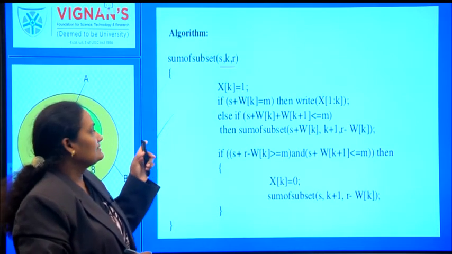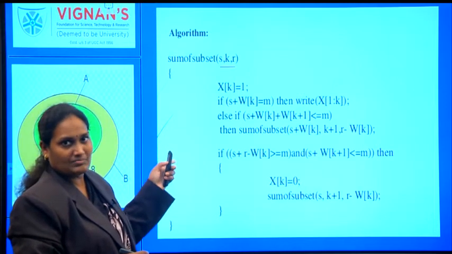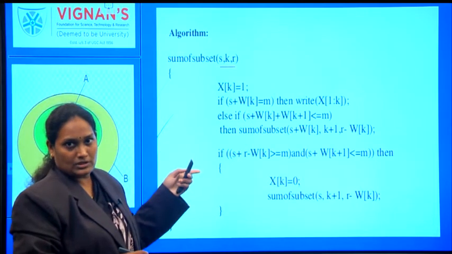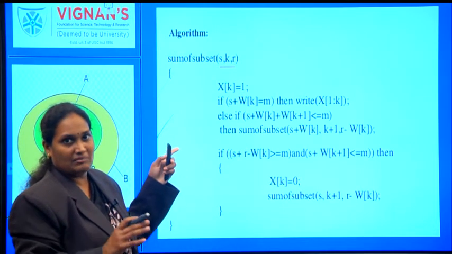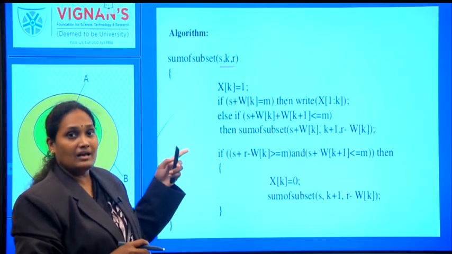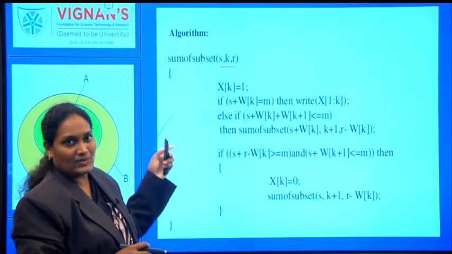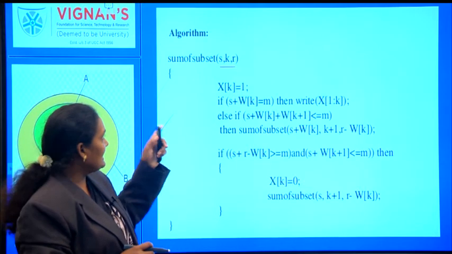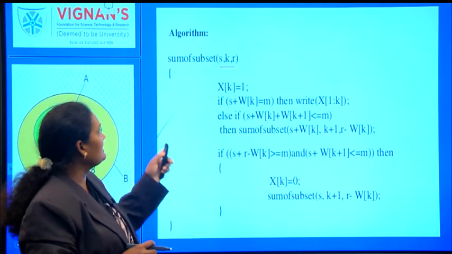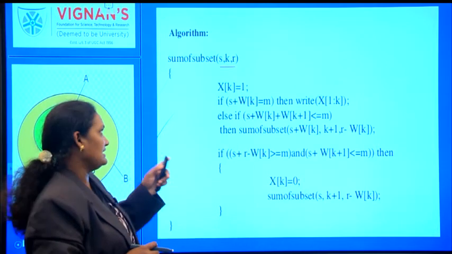S is the sum, initially its value is taken as 0. K is the node number, the tree node number that we are representing, and R is the sum of all elements in the given set.